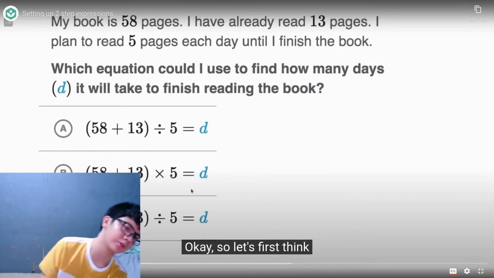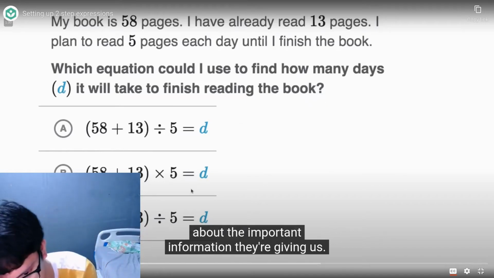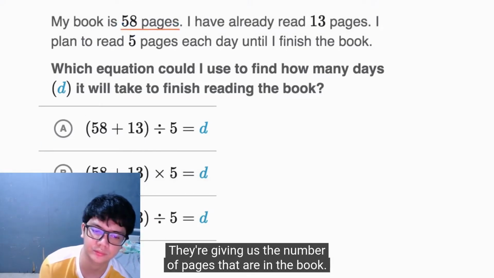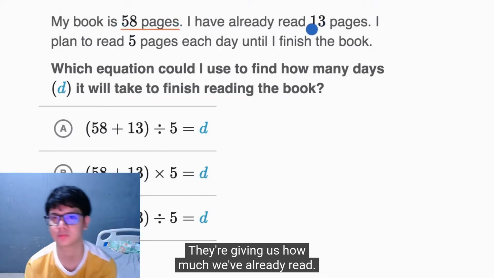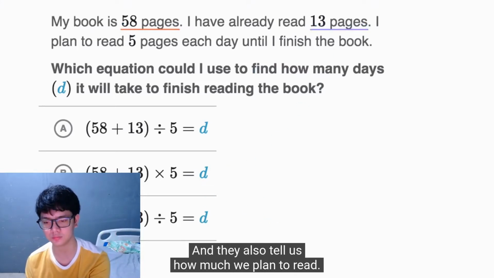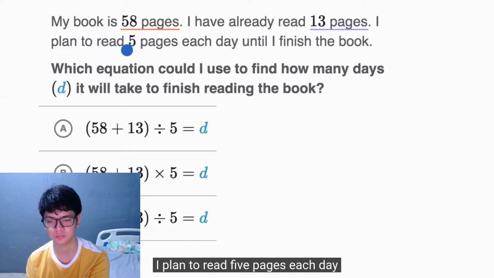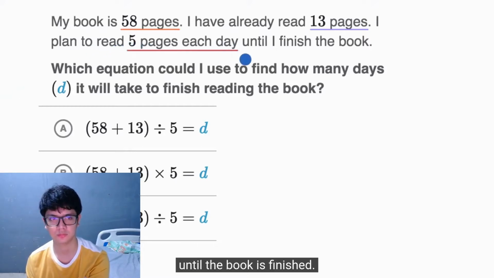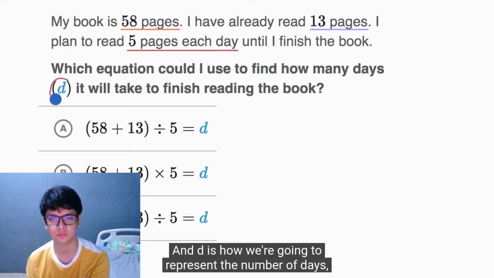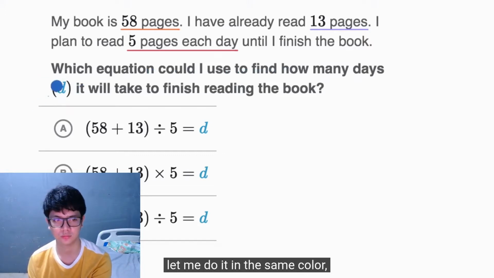Okay, so let's first think about the important information they're giving us. They're giving us the number of pages that are in the book. They're giving us how much we've already read. We've already read 13 pages. And they also tell us how much we plan to read. I plan to read 5 pages each day until the book is finished. And then we want an equation that we could use to find how many days, and D is how we're going to represent the number of days, it'll take to finish reading the book.